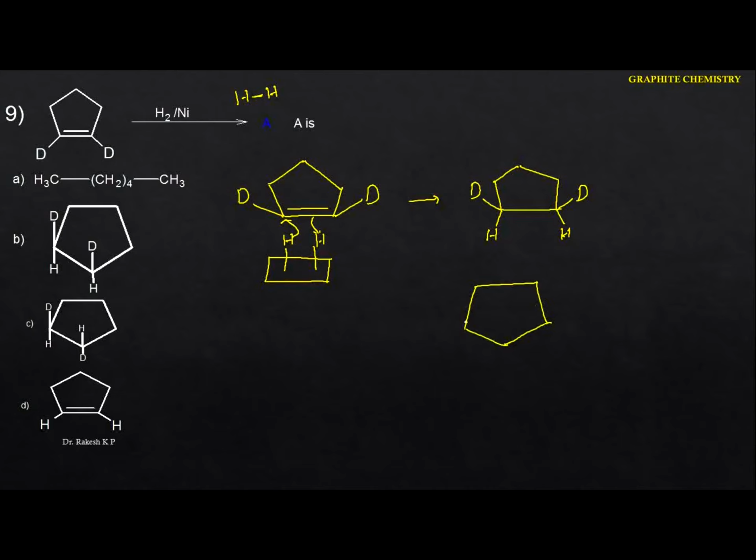So here both will be on the same side, hence I can write it in this form here. This is the deuterium, this is the hydrogen, and the hydrogen. So here we can identify the cis form. That means catalytic hydrogenation always gives you the cis. But if you do bromination, that gives you the trans. In this case we can identify the cis form, so the option is B. Next one.